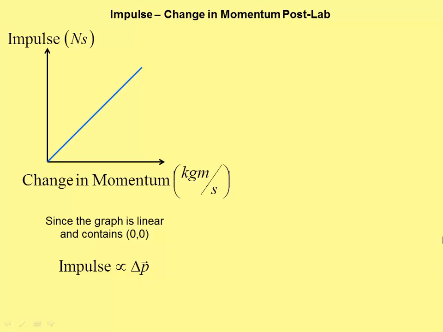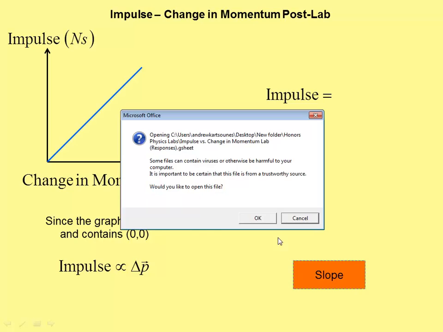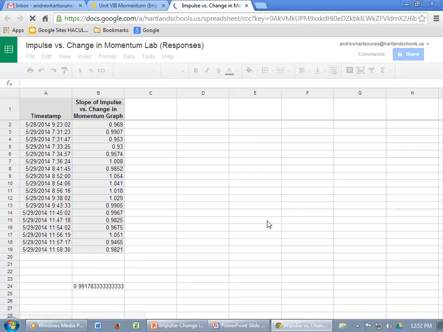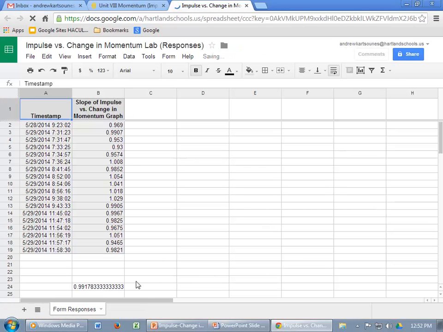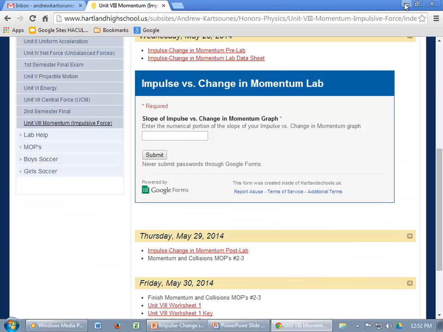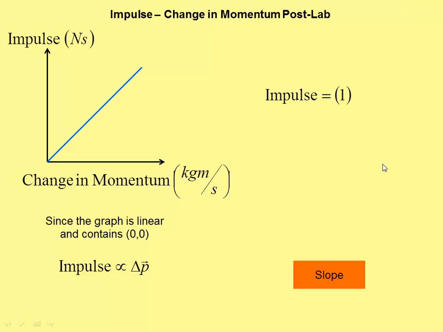Let's make a y equals mx plus b math model. Your y variable is, of course, impulse, and that equals your slope. Let's take a look at what we have this year, at least, up to this point. Won't be a lot of groups since this is after the seniors have left, but here we go. Here's all of our data, and you'll notice down here the average slope is about 0.99178. In other words, the average slope is within 1% of 1. So our slope is 1.